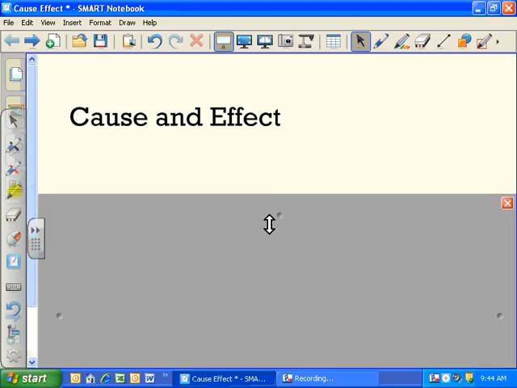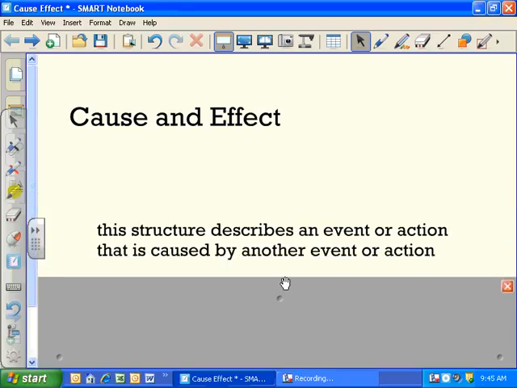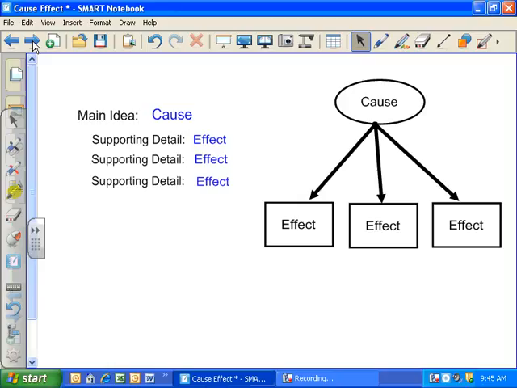Okay, in this video we're going to talk about cause and effect as a text structure. We'll start off with a working definition. In this structure, it describes an event or action that is caused by another event or action. As all the time when we're talking about text structure, we're looking at relationships between main ideas and details.